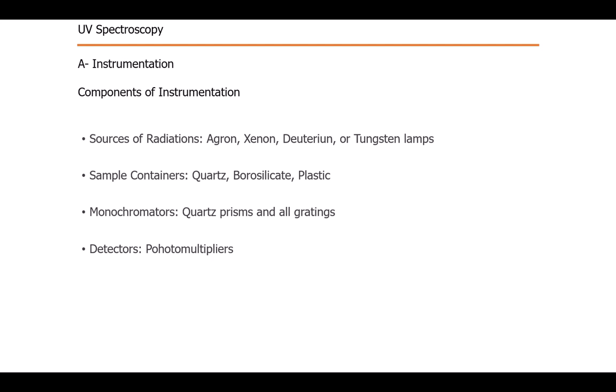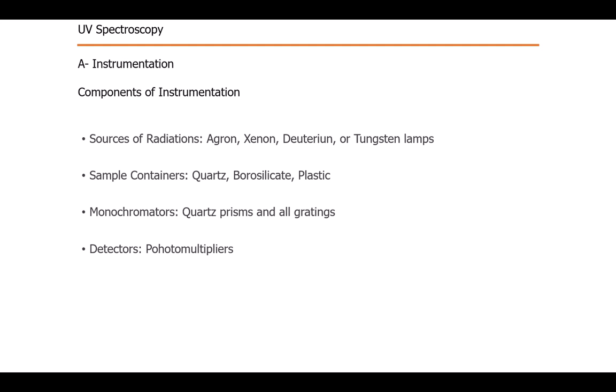Components. There are different components used in the spectrophotometer. First of all is sources of radiation. Argon, xenon, deuterium, tungsten lamp are used as sources of radiation. Mostly we use the deuterium and tungsten lamps in UV visible spectrophotometer.